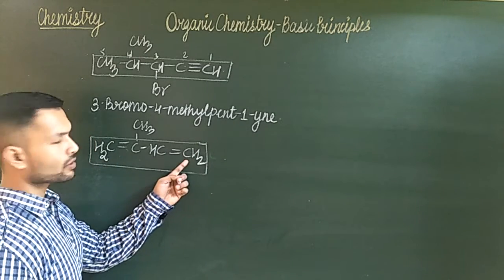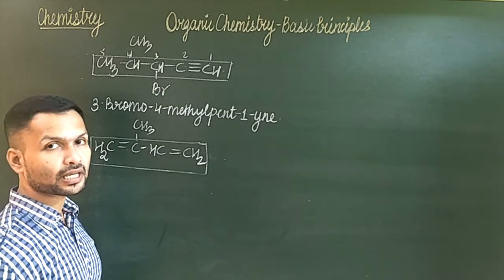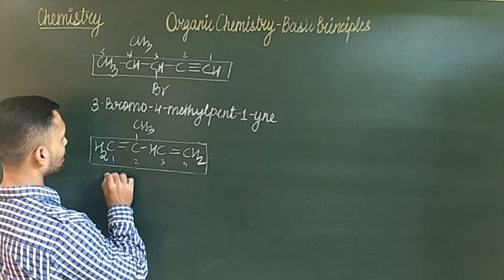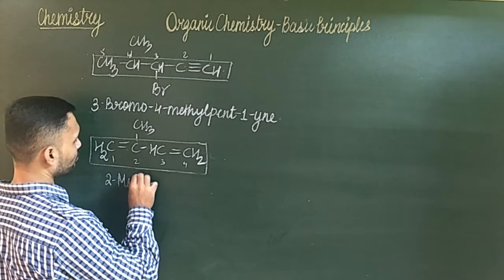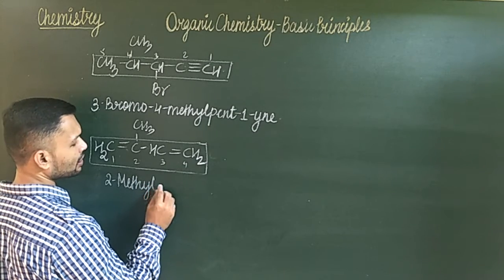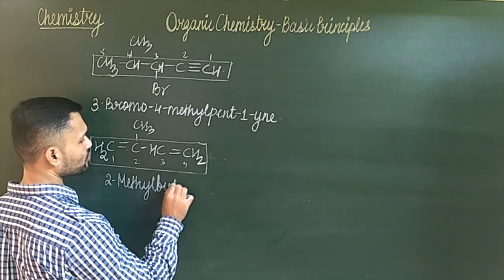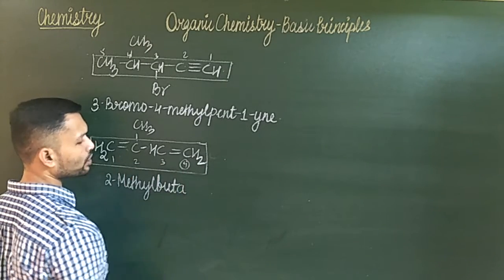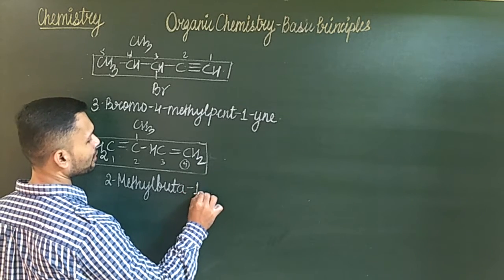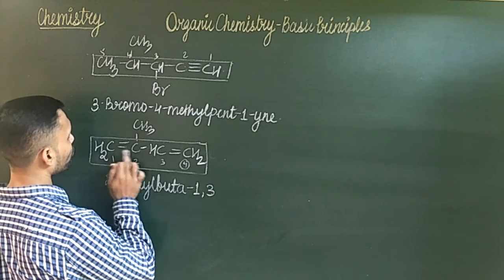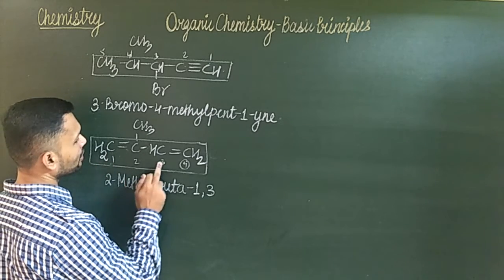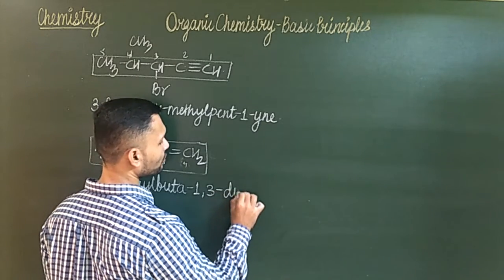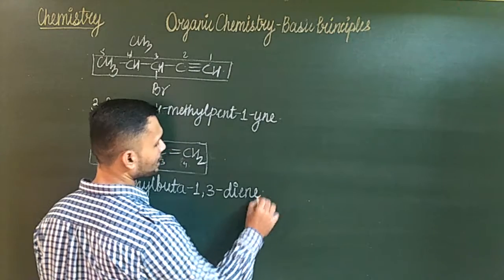Now I could have started from here also, but I should also make sure that the substituent gets the least number. So I'll start from here: 1, 2, 3 and 4. So the name goes as 2-methyl. This is the substituent. The root word over here is but, because we have a longest chain of 4 carbons. Now there are 2 functional groups, so you can also write buta. Then 1, 3. So this is 1, 2. From 1 and 2 I am taking the lowest locant 1. From 3 and 4, the lowest locant 3. Now there are 2 functional groups, so I'll write the prefix di followed by -ene.